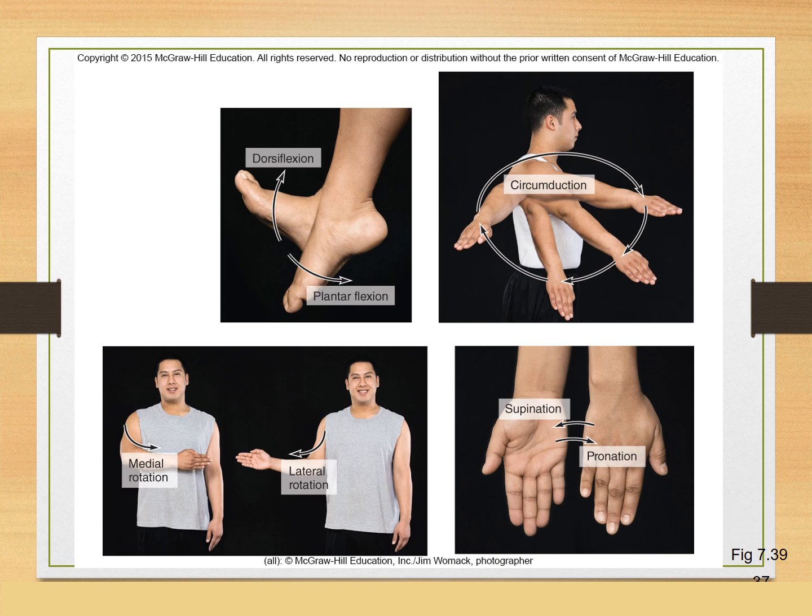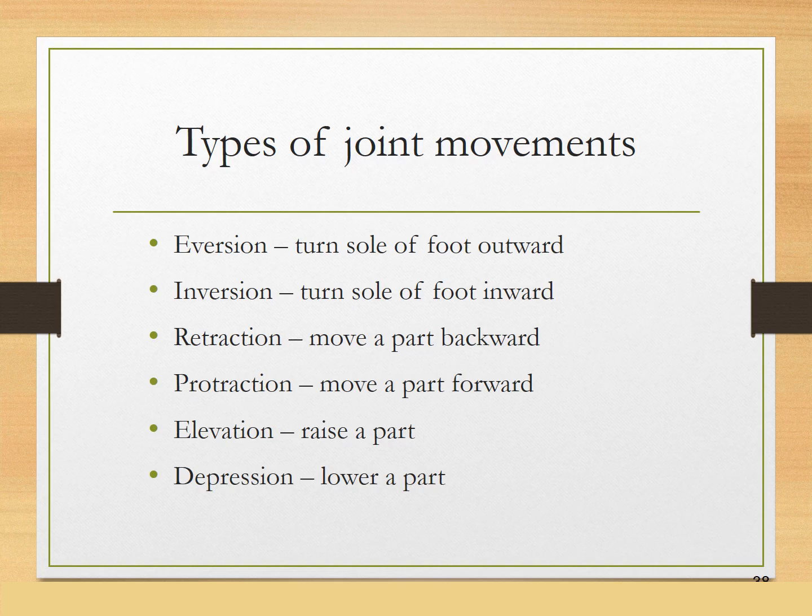This diagram is showing dorsiflexion, plantar flexion, circumduction of the shoulder. For rotation, you could also rotate your forearm in medially, out laterally, and it's showing a palm demonstrating supination and pronation. Eversion is turning the sole of the foot outward, while inversion is turning the sole of the foot inward.